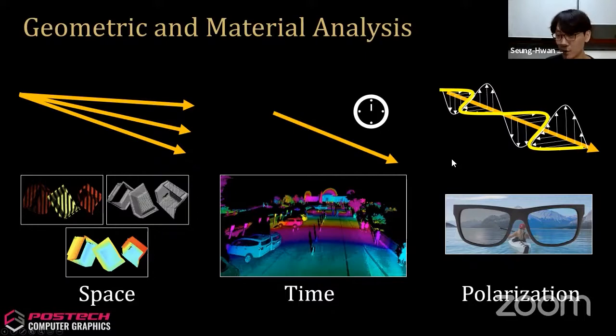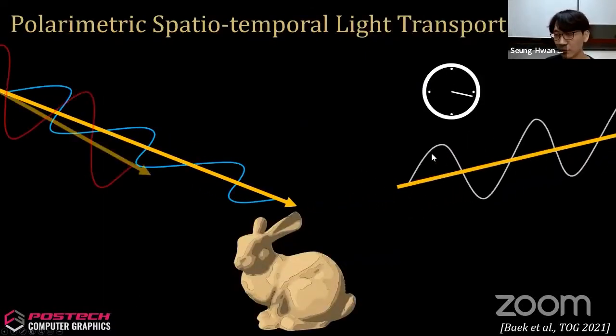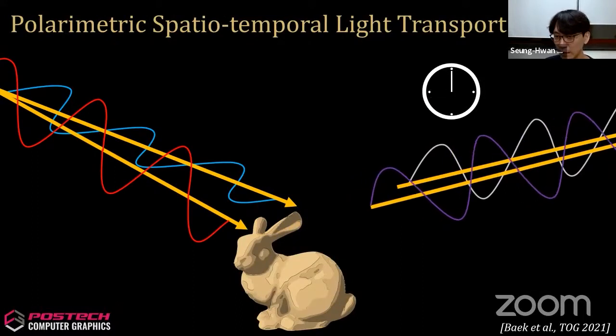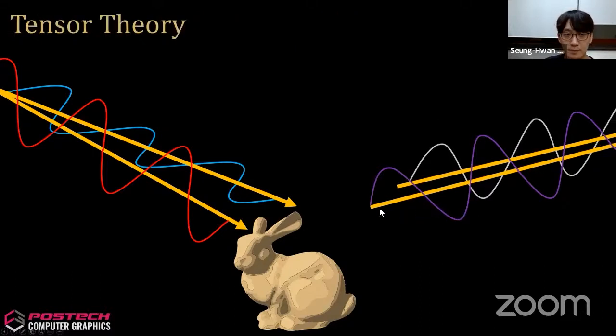Then a natural question arises here: what about utilizing all of these different dimensions of light all together? So here in our last year paper, we tried to do exactly this, and we call it polarimetric spatio-temporal light transport. And we aimed to model and extract how light bounces off the scene in terms of polarization, direction, and time. Okay, all of these three things together.